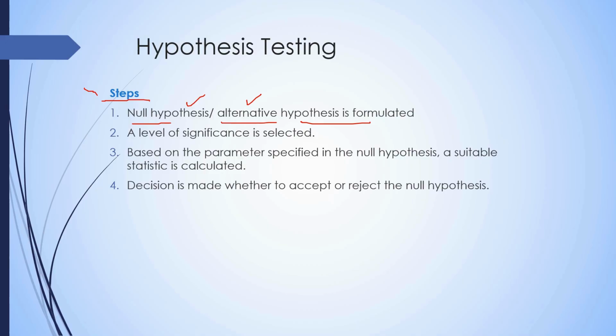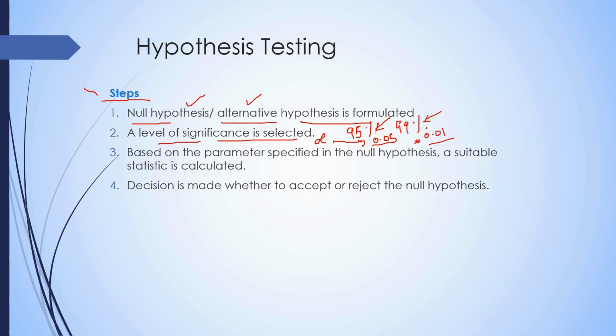The second step is that a level of significance is selected. We want to see if we want to keep a 95% confidence level or a 99% confidence level, okay, or 0.05 or 0.01 level of significance. This was the alpha value. So this is the alpha value, 0.05, 0.01. This we call confidence level, like how confident we are about our study. Okay, and this is how much chance of error is there.